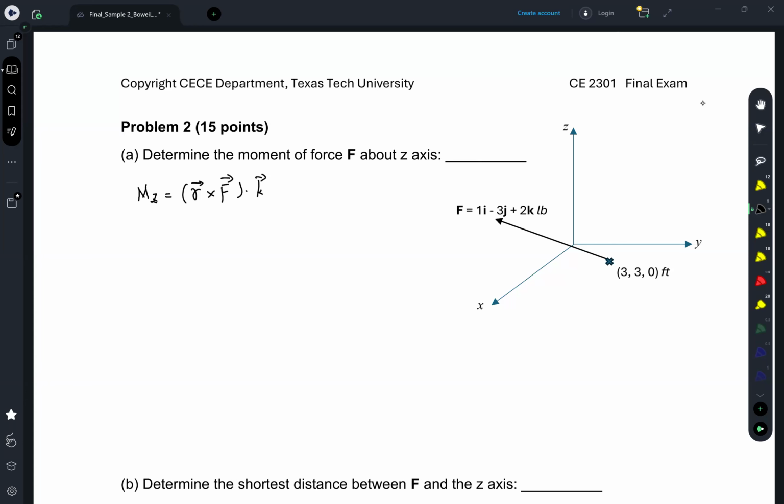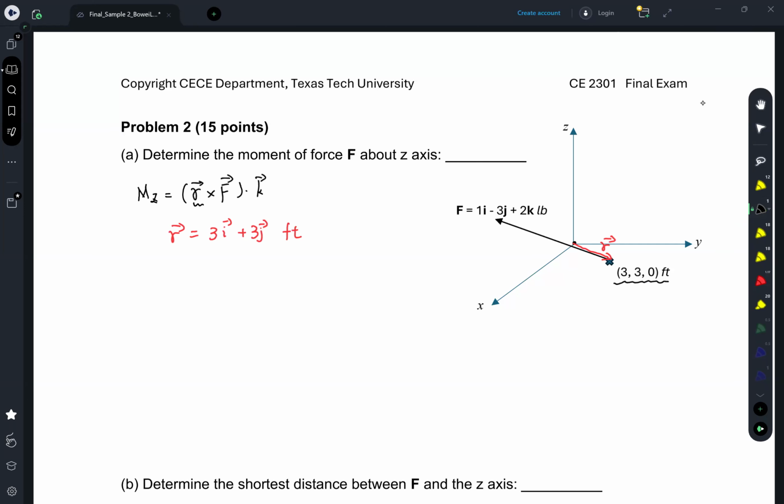Here please note that r is a position vector from a point on the axis to any point on the line of action. Typically we can take the origin, which is definitely on the axis, to, for example, the point of action here. So we have r equals 3i plus 3j.